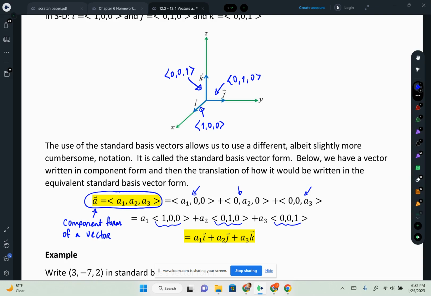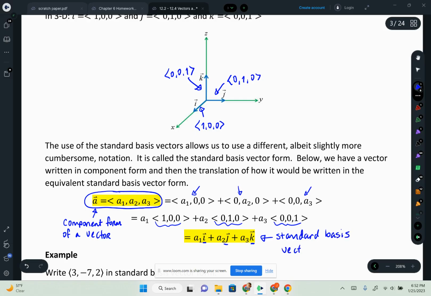But then notice the vector 1, 0, 0, that is just the i hat. That's the standard basis vector along the x-axis. 0, 1, 0 is j hat. 0, 0, 1 is k hat. So now I have another way to represent a vector. I don't have to use component form. I could use what is called the standard basis vector form.